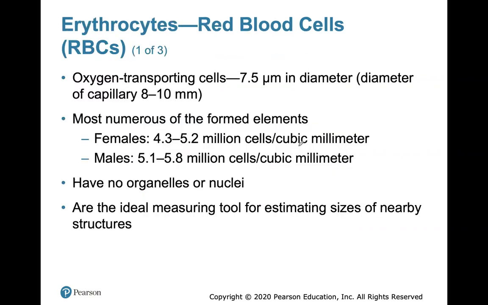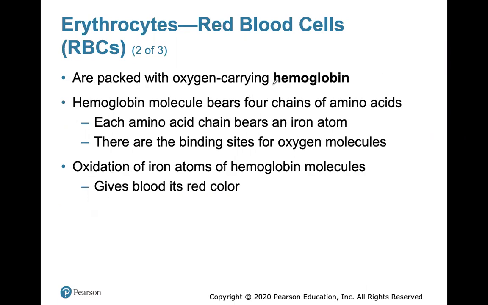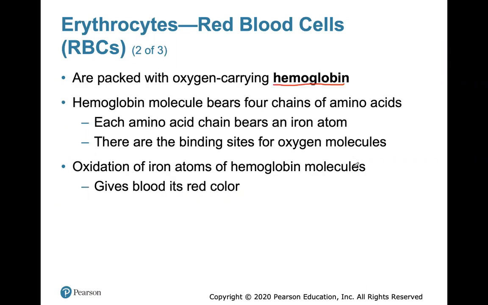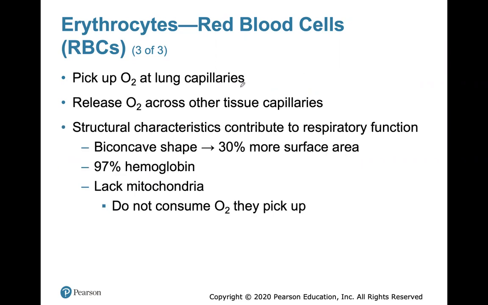So red blood cells are oxygen transporting cells. They're the most numerous of the formed elements. They have no organelles or nuclei, and they are the ideal measuring tool for estimating the sizes of nearby structures. They are packed with oxygen-carrying proteins called hemoglobins, and hemoglobins are just what will carry oxygen in the blood. And they don't have a nucleus or organelles because they're packed with hemoglobin to carry as much oxygen as possible to give the greatest surface area.